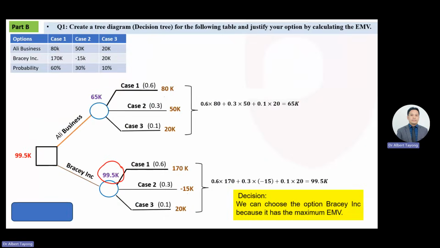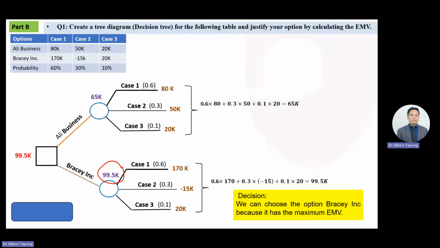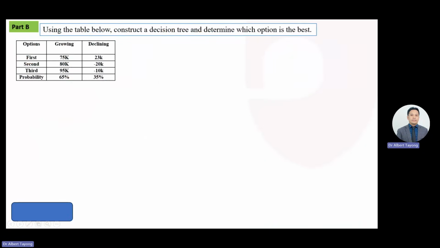Okay, let's have another example here. In this example, we have three options. Here we have only two options. We have Ali Business and Brace Incorporated. So don't be confused again. Look at the options or alternatives that will follow your square or your rectangle or your box. In this case, we have three options, first, second, and third. So as you can see here, I have three lines. That's for the first, second, and third. And that's after the square.